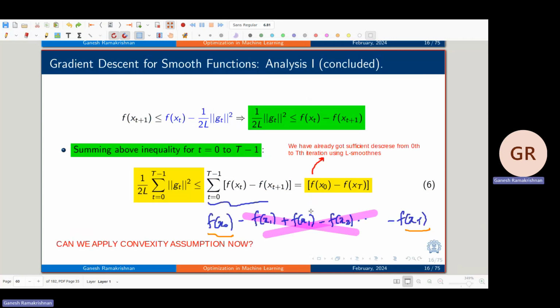So this is how we got, right? We have already got sufficient decrease. Because we have sufficient decrease, I'm not taking the exact. I'm just making a note here. Earlier I was taking exact, right? I didn't know if the lambda or the gamma would have decreased. Here I know there's decrease in every step. So I'm confidently taking x naught and x_T. That's good enough for me. Now can we apply convexity assumption? How will you apply convexity assumption?